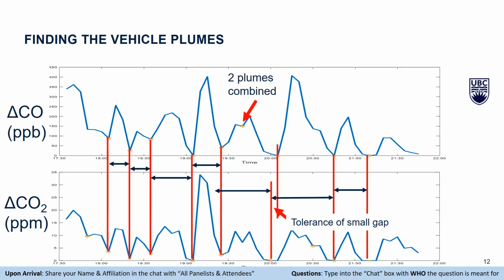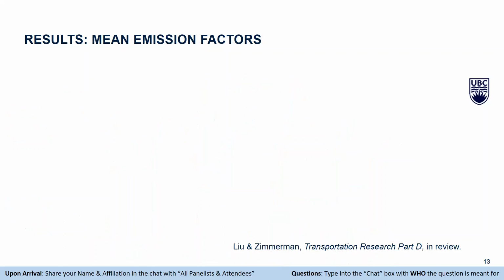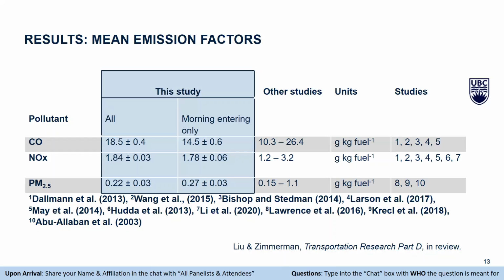point of the plumes. And so once we have those delta CO and delta CO2, we can work our way through the calculation once it's met all our criteria. And the first thing I want to report is the average emission factors across all our parking garages. Here, this is a complicated table, but if I point your attention to the box in blue at first, we were reporting for all the data emission factors of CO, NOx, and PM2.5 in grams per kilogram of fuel. So 18 grams per kilogram of fuel for CO, about 1.8 for NOx, and 0.22 for PM2.5.